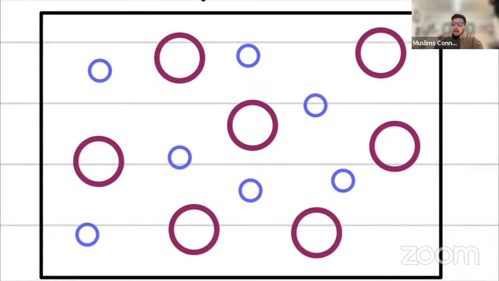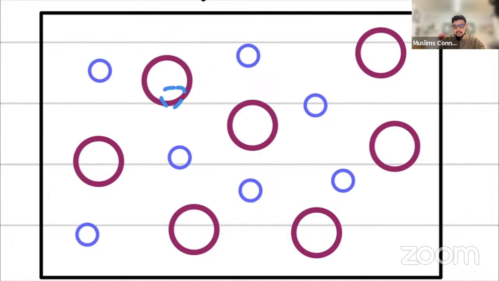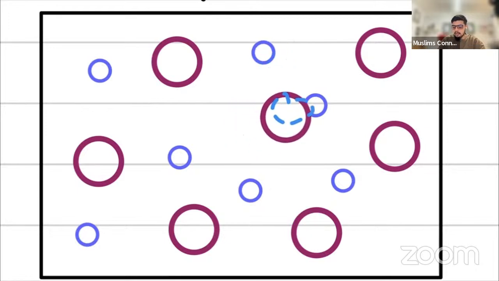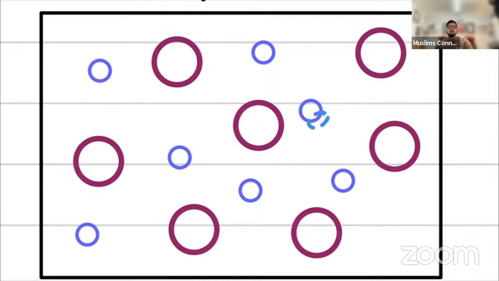And we heat this box up, okay? Now, once we heat this box up, the particles start moving around. They gain kinetic energy and they start moving around all over. And eventually, they're going to collide with each other, randomly.